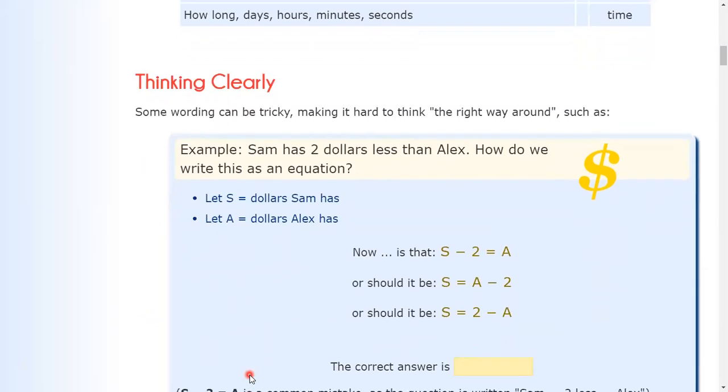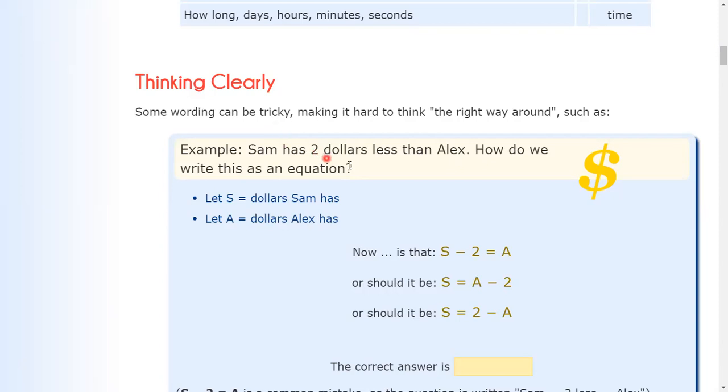Okay, think it clearly. Some wording can be tricky, making it hard to think the right way around. Sometimes things are twisted, a twist of the tongue or of the expression. So you will have to simplify in your own words what is going on, what the story is, and what is being asked. You must have a crystal clear idea of whether the statement is asking, stating, or narrating something, so that we can convert it into simple words.